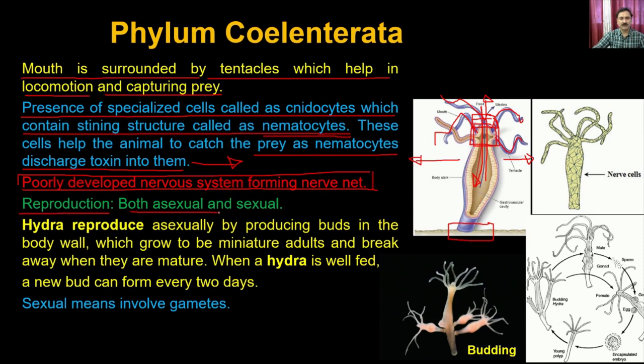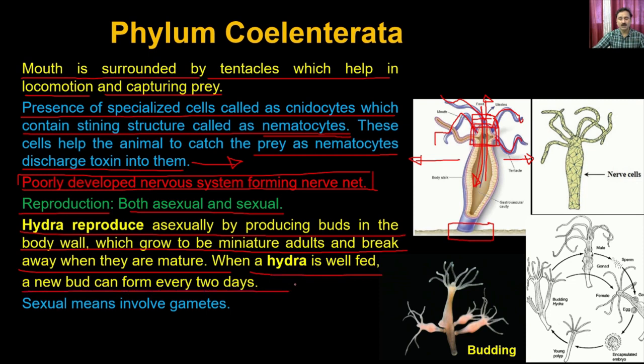Reproduction occurs in both asexual and sexual ways. Hydra reproduce asexually by producing buds in the body wall, which grow to be a miniaturized adult and then break away when they are mature. When the hydra is well fed, a new bud can be formed every 2 days, which you can see here, right? So there will be budding in the hydra.